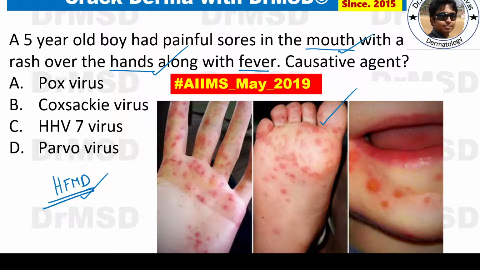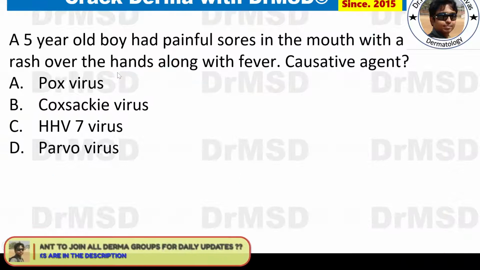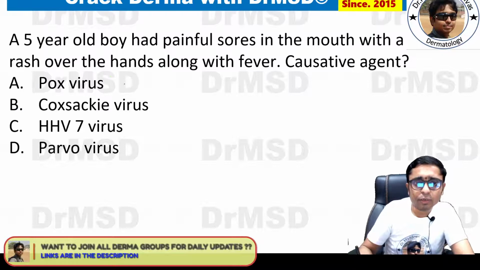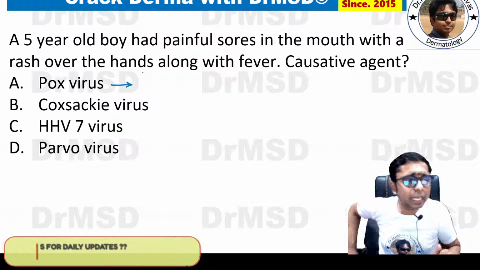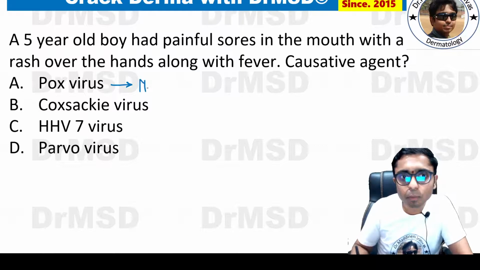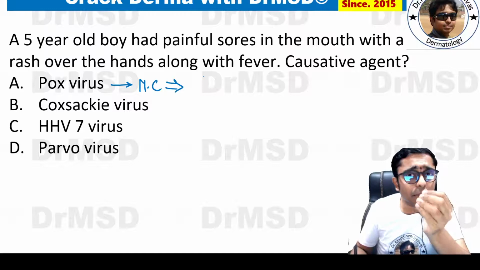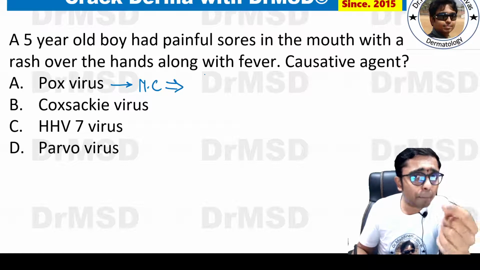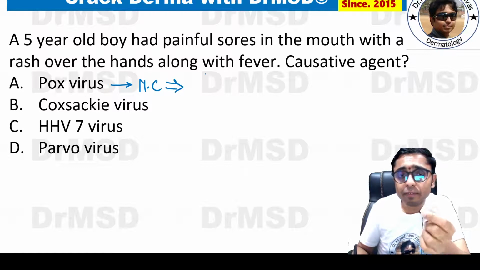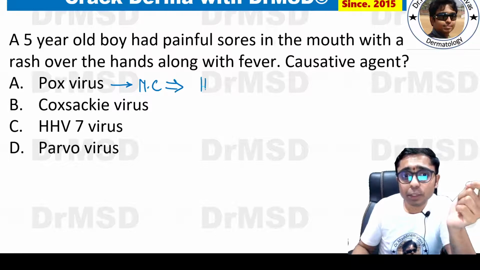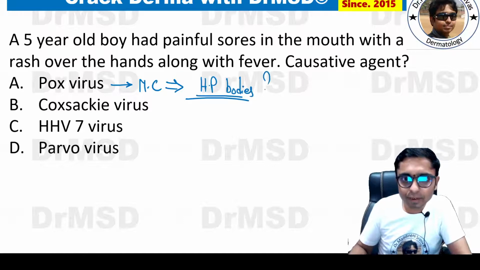But the examiner is asking what is the causative agent, and if you have marked Coxsackie virus, yes, you are absolutely right. So now let us briefly revise the viruses, the conditions associated with them, and the manifestations. So pox virus, a very important disease which you must remember caused by pox virus, is molluscum contagiosum, which presents with skin color to pearly white papules with central umbilication. And if you do a histopathology, we can see molluscum bodies, which are nothing but HP bodies. If you know the full form of HP bodies, please type your answer in the comment section. I will check out the answer.